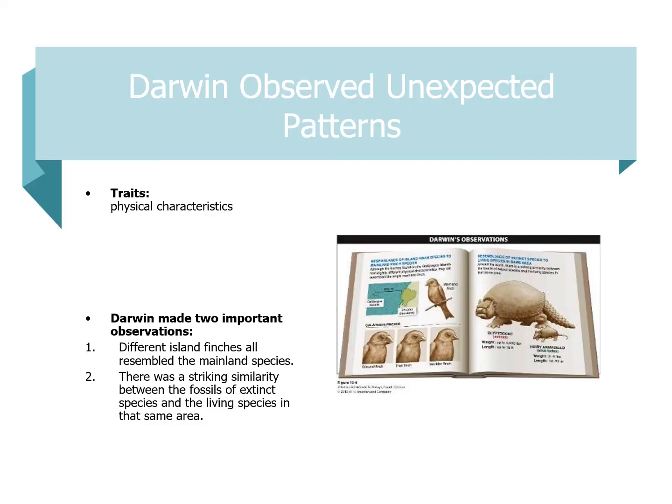So, while Darwin was on the Galapagos Islands, he collected finches. His theory was that they were all the same species based on their physical characteristics, their traits. He made two very important observations: that the different island finches all resembled the mainland species, so they were all very, very similar. And that there was striking similarity between the fossils of extinct species and the living species in the same area, that he noticed a connection between fossils and living animals.